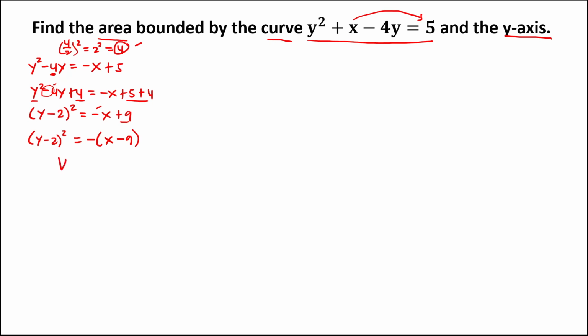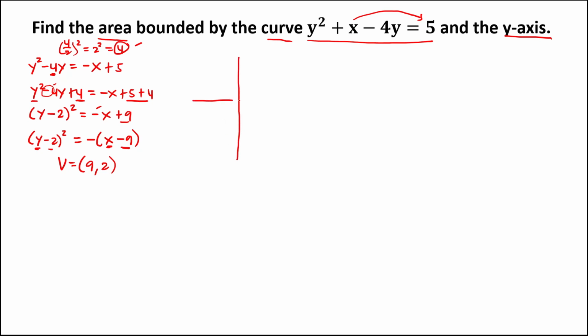So we have now the vertex of this curve. For x, take the opposite sign. Since this one is negative 9, we have positive 9. And for y, take the opposite sign. Since this one is negative 2, we have positive 2. So the vertex of this curve is at positive 9 and positive 2.